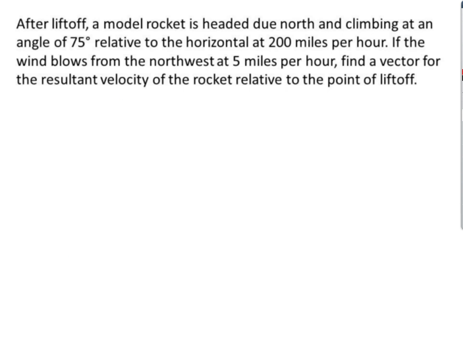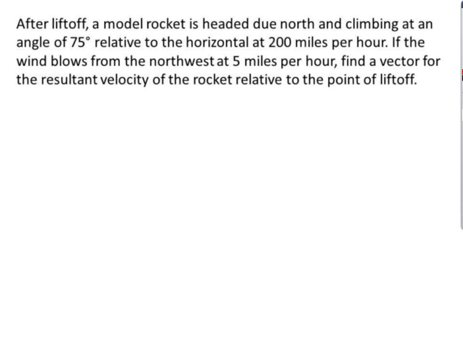After liftoff, a model rocket is headed due north and climbing at an angle of 75 degrees relative to the horizontal at 20 miles per hour. If the wind blows from the northwest at 5 miles per hour, find a vector for the resultant velocity of the rocket relative to the point of liftoff. So we have to think we're in 3 dimensions now. You're either going to have an x and a y, an x and a z, or a y and a z, but you will not have all 3 at the same time when we're building our initial vector. Your resultant vector can have all 3 components.